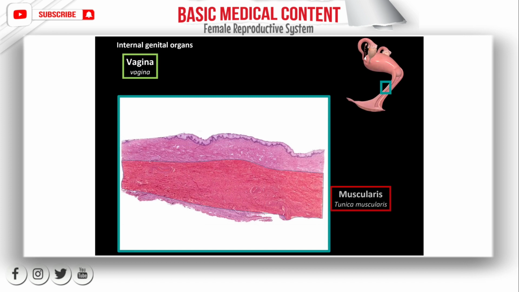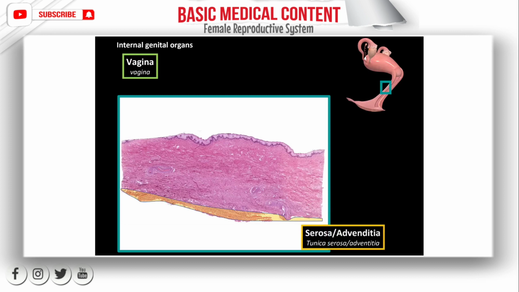So that's the mucosa. The muscularis is composed of two indistinct layers of smooth muscles, an inner circular layer and a much thicker outer longitudinal layer. Then the outer part is either adventitia or serosa. The adventitia consists of loose connective tissue and provides a connection with the surrounding organs, which is the rectum, the urinary bladder, and the urethra. Tunica serosa covers the upper part of the posterior wall of the vagina.